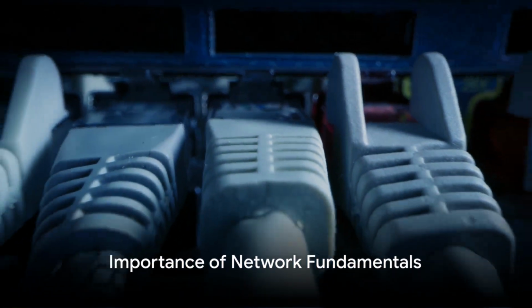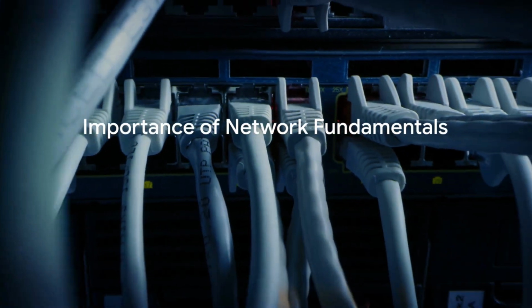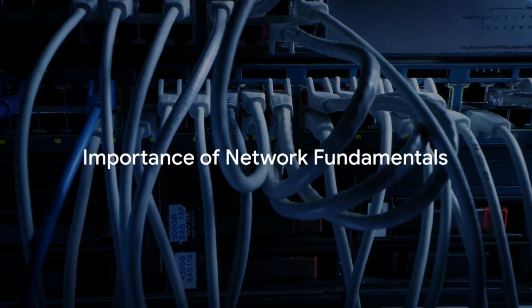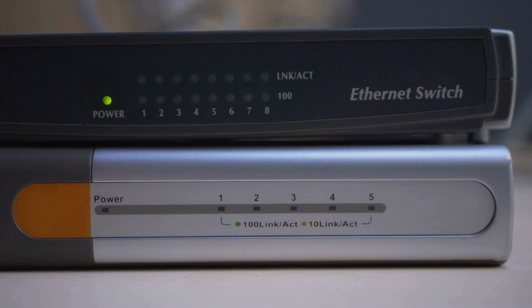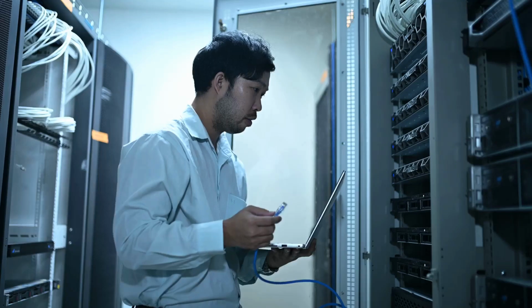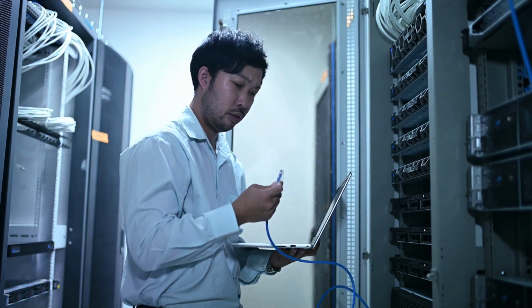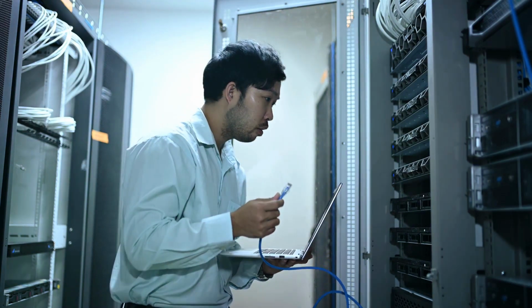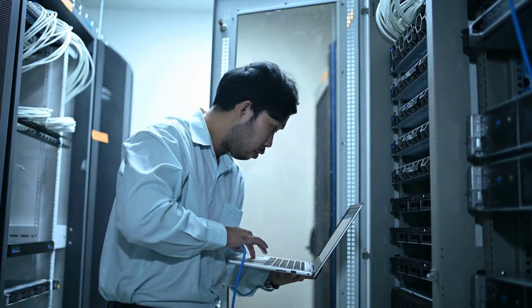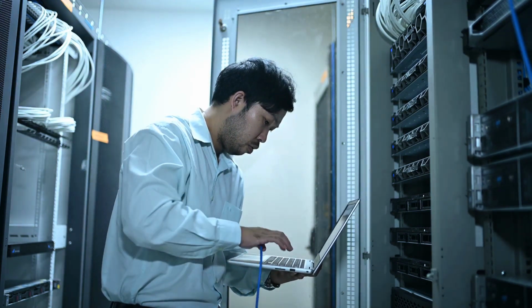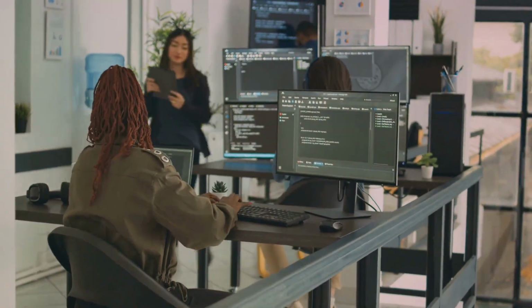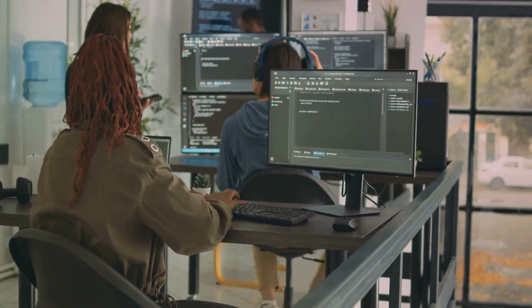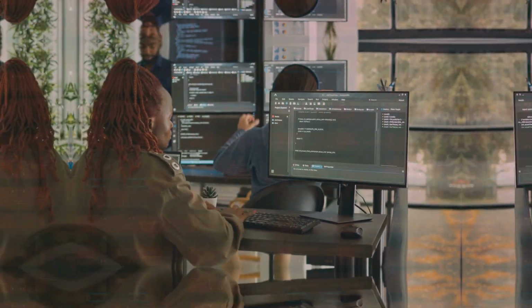Why do we need to understand network fundamentals? As we delve into the world of technology, this question often surfaces, and today we're going to answer it. Network fundamentals are like the alphabet for IT professionals. Just as knowing your ABCs is crucial to reading, writing, and understanding words, understanding network fundamentals is key to navigating the complex world of information technology. Understanding how devices interconnect and communicate is critical in advancing your IT career.